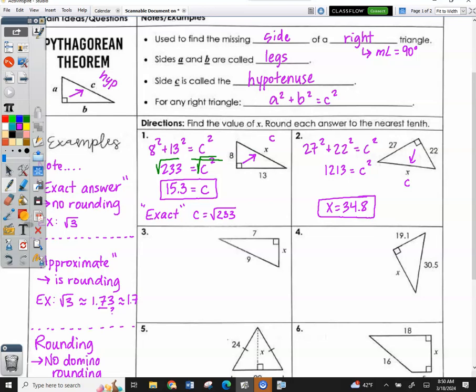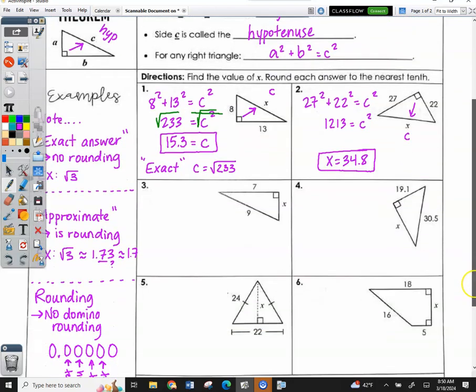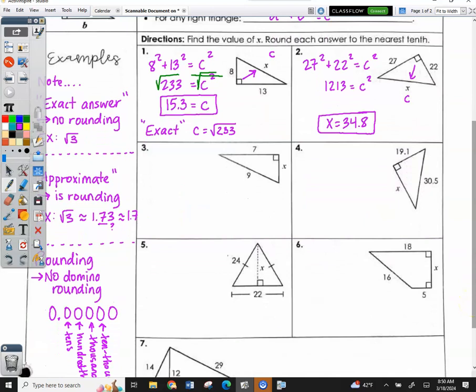Now we wrote C, and it's really X, but it's okay. If you wrote X squared, that's fine. If you wrote C squared, that's fine. Did you get 1,213 and you had to square root that? Okay, let's move on to number 3.